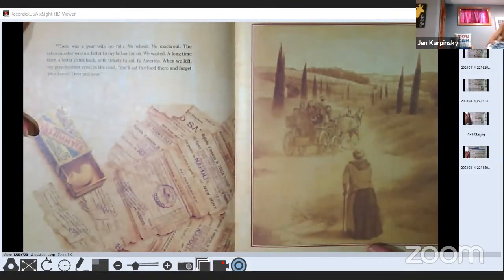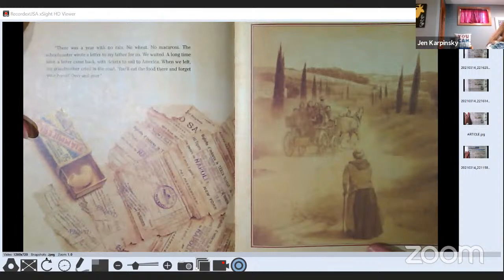There was a year with no rain, no wheat, no macaroni. The schoolmaster wrote a letter to my father for us. We waited. A long time later, a letter came back with tickets to sail to America. When we left, my grandmother cried in the road, "You'll eat the food there and forget your home," over and over.